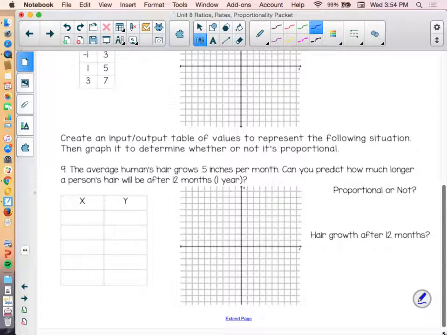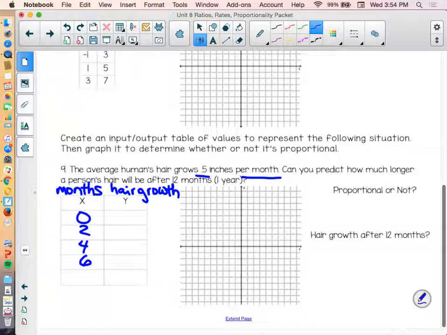And notice at the bottom, it's going to ask you for making your own table, and it gives you the situation. This is 0.5 inches per month. So we have to have the number of months. Remember I told you that always goes on the bottom, and that's because x is on the bottom when we're talking about our ratio. And y is the hair growth. So I would suggest start with 0 and maybe go by 2s. But you have to get to 12 months because it asks you how much it would be after 12. So either skip to 12 or you need to keep going until you get to 12.